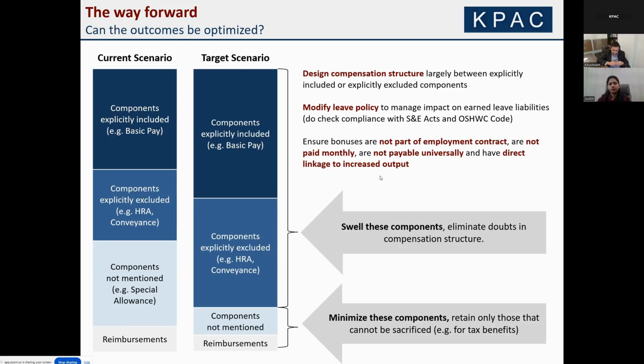I'd like to end this slide by just saying that as we look to move from current scenario to target scenario, we must keep a sense of proportionality in redesigning. Some of the companies have approached saying that why can't we make HRA 40% of the total CTC, and conveyance 20% of the total CTC. I believe there has to be a sense of logic and proportionality in redesigning.